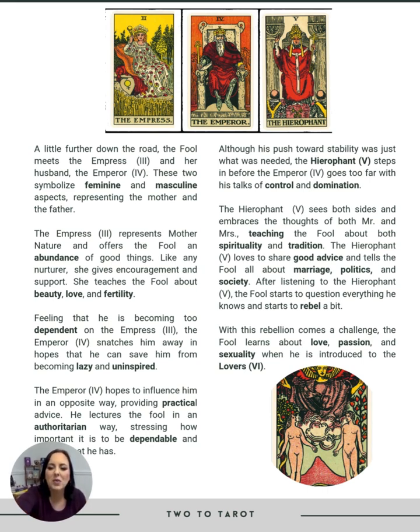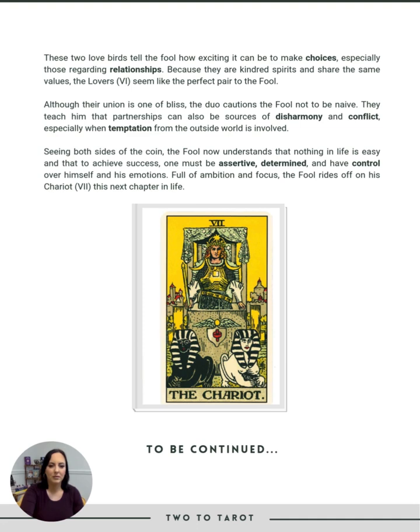Okay. With this rebellion comes a challenge, and the Fool learns about love, passion, and sexuality when he is introduced to the Lovers, which is the number 6 card. We'll talk about the Lovers a little bit more. The Lovebirds tell the Fool how exciting it can be to make choices. You see, everybody always thinks the Lovers card is just about 2 lovebirds, right? But really, this card represents decisions, choices, especially regarding relationships, but relationships of all kinds.